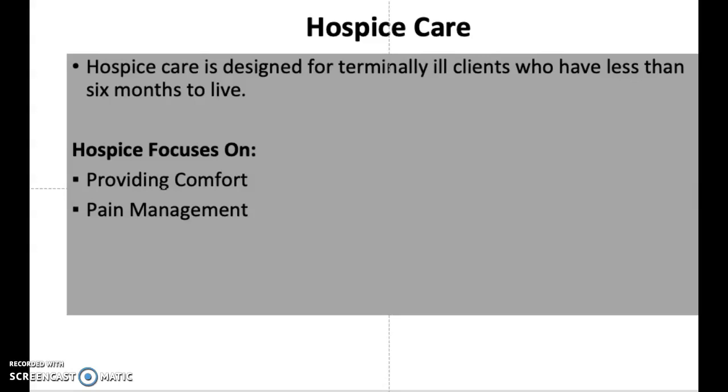Hospice care. As we know, hospice care is designed for clients that have terminal illnesses, such as patients with advanced HIV, patients with advanced cancer. These patients, a lot of times, are placed on hospice care. So the main goal of hospice is providing comfort and also pain management.